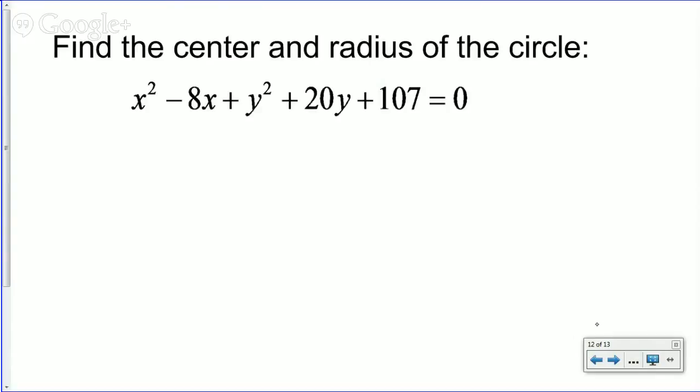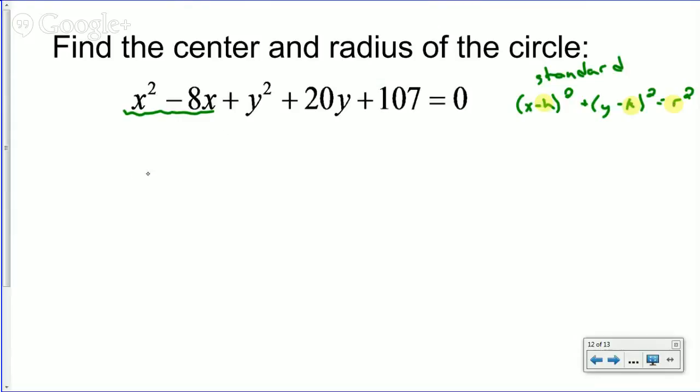Find the center and radius of a circle. Now this is probably one of the harder problems we'll have in this section. Well, first I need to get it into standard form. Standard form, that's the x minus h squared plus y minus k squared equals r squared. Why? Because again, h and k are my center, and r is my radius, so it gives me the three things I need.